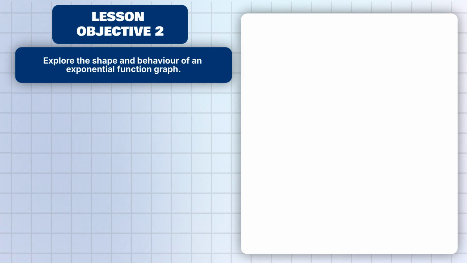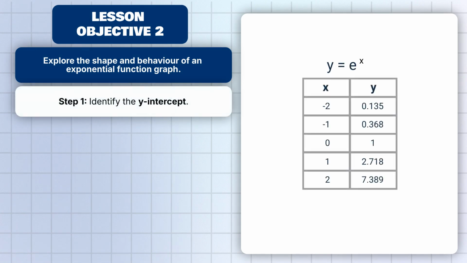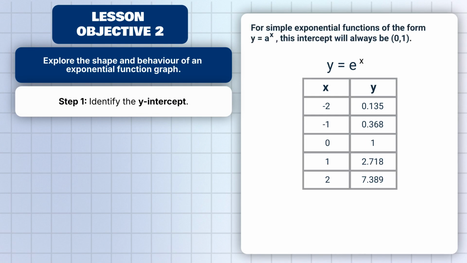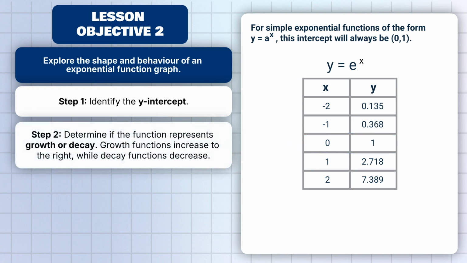To graph these functions effectively, step 1 is to identify the y-intercept. For simple exponential functions of the form y is equal to a to the power of x, this intercept will always be 0, 1. Step 2, determine if the function represents growth or decay. Growth functions, like y equals e to the power of x, increase to the right, while decay functions, like y equals e to the power of -x, decrease.